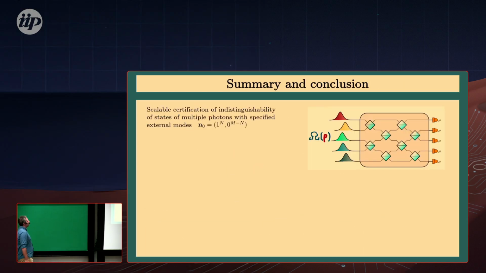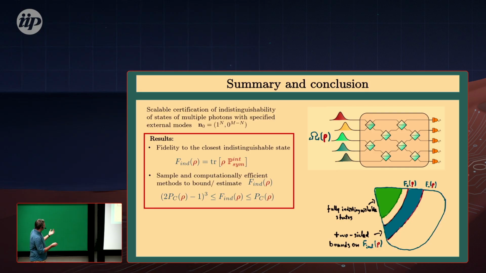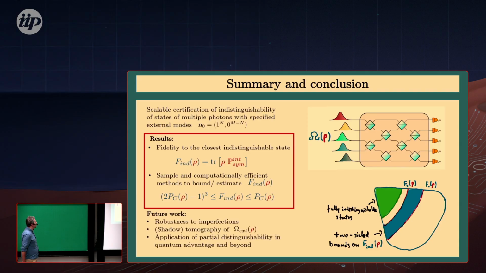Right, so, summary. I talked about certification of sources from photonic states that come from n sources, which have definite occupation numbers like this. The first, qualitative result is an explicit formula for the fidelity to the closest indistinguishable state, in terms of the projector onto the symmetric subspace of internal degrees of freedom. And we have sample- and computationally efficient methods to either bound or estimate this fidelity to additive precision. In the future, we'd like to analyze robustness to imperfections and maybe do experimental demonstrations.